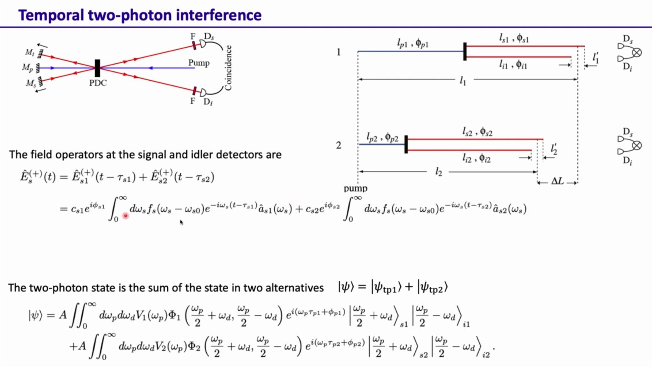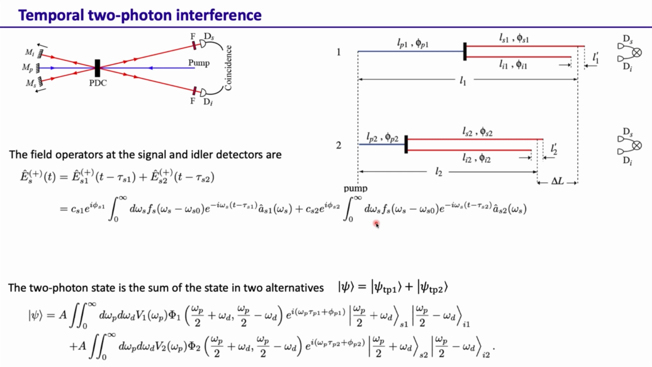And phi S1, phi S2, these are the phases, the extra phases due to reflection, geometric phase and so on, in alternative 1 and in alternative 2. So that's the signal electric field operator, which is the sum of the electric field operators in alternative 1 and alternative 2.